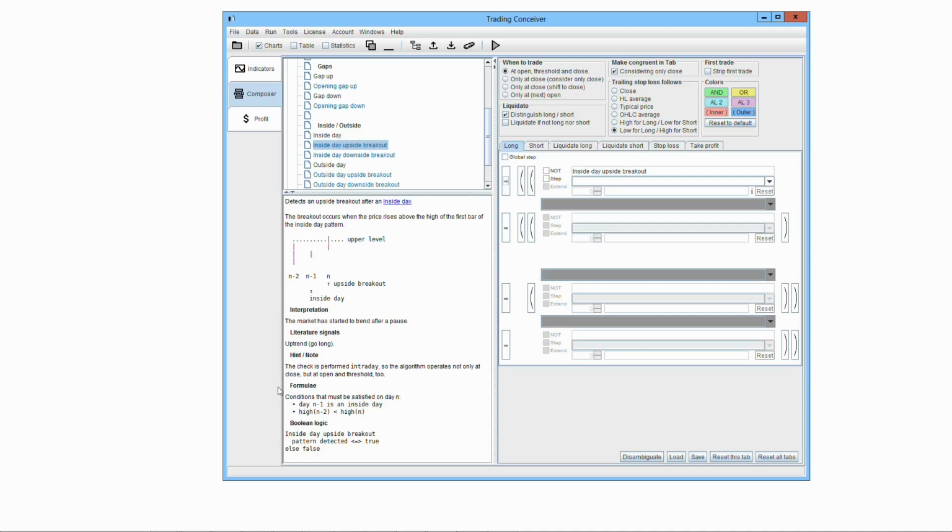In the formulae paragraph, the precise conditions that must be satisfied in order to match the pattern are listed. These are all and only the conditions we check, that is, they are necessary and sufficient, meaning all of them must be true and there are no other checks performed. So this is the real definition of the pattern. In order to make this section more readable, sometimes we prefer a more natural language instead of real mathematical formulae, unless strictly unavoidable. The Boolean logic paragraph reports the logic used in the composer. A bar pattern is true when the pattern is matched. Remember that the pattern is matched at the last bar of the pattern.